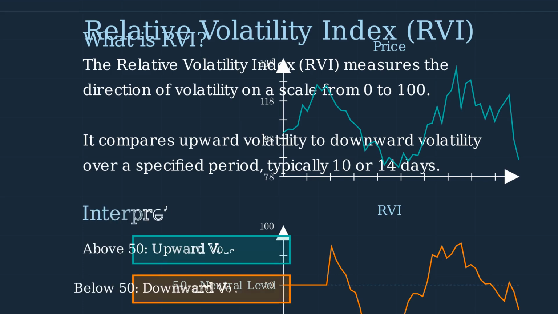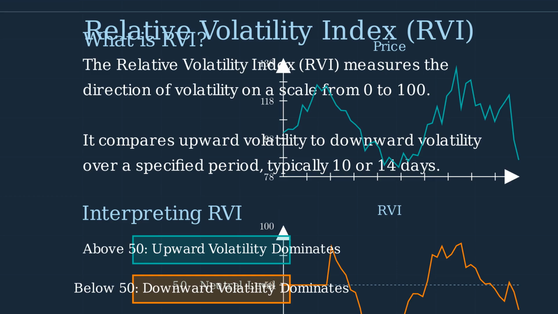The RVI oscillates between 0 and 100, with 50 serving as the neutral level. When the RVI reads above 50, it suggests that upward volatility dominates the market, indicating potential bullish strength. Conversely, readings below 50 indicate that downward volatility dominates, which can signal bearish market conditions.